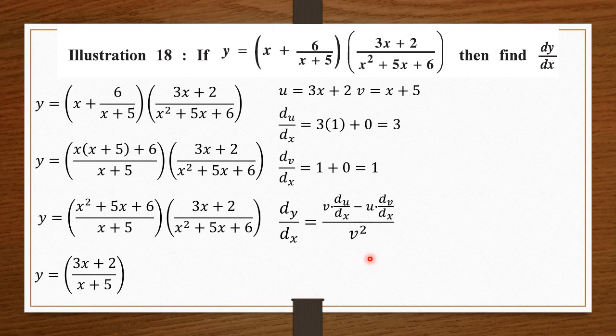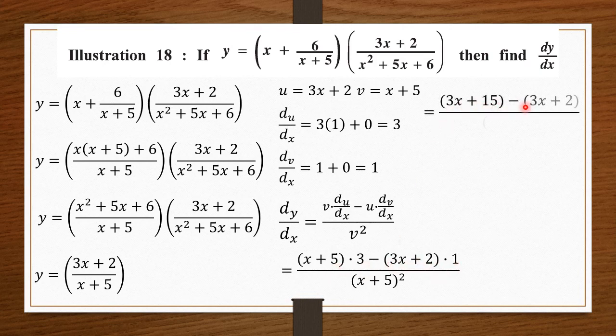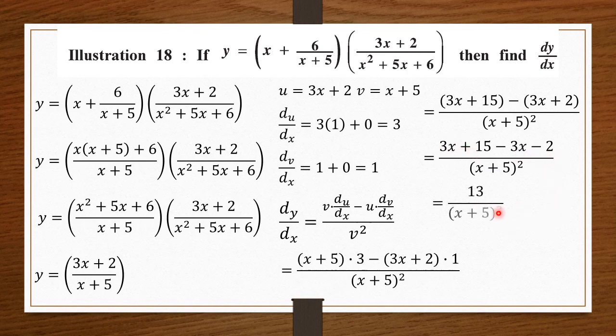So what we are going to do is we are going to put the values. V is x plus 5 and du upon dx is 3, u is 3x plus 2, dv upon dx is 1, and then v, that is x plus 5 the whole square. We will multiply these brackets, 3 into x plus 5 and 1 we multiply or don't multiply, doesn't matter. So 3x plus 15 minus 3x plus 2, it will be as it is. We will open the brackets, 3x plus 15 minus 3x minus 2. As you know, division will be as it is. 3x this and this negative 3x will be cancelled, and 15 minus 2 is 13. So the final answer is 13 upon x plus 5 the whole square.